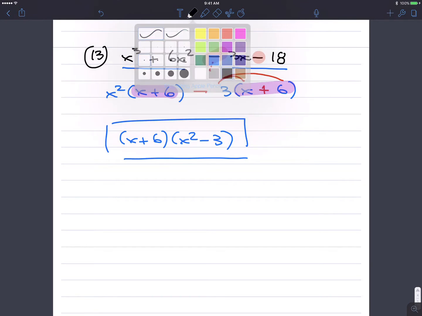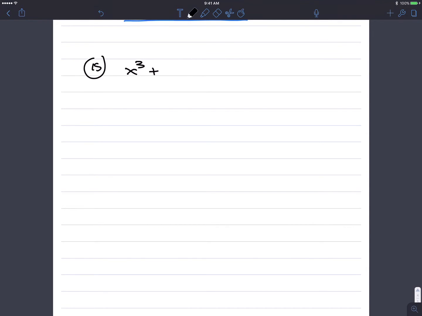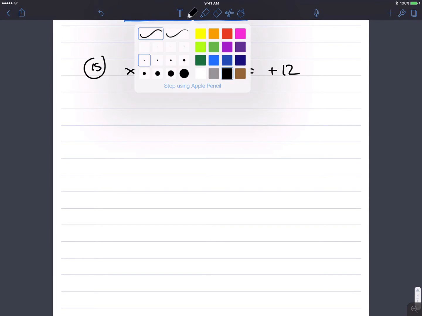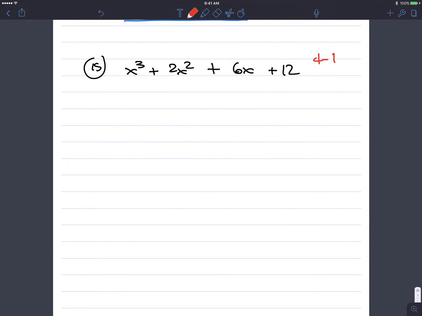Okay, let's try the next one. Let's see what happens in this one here. Number 15. These are two factoring strategies that are going to be important for us. 15: x cubed plus 2x squared, this one's plus 6x plus 12. So again, notice, I'll write it down. Four terms. Maybe for the last time I'll write that down, and then we group the first two and group the last two. Is that right?